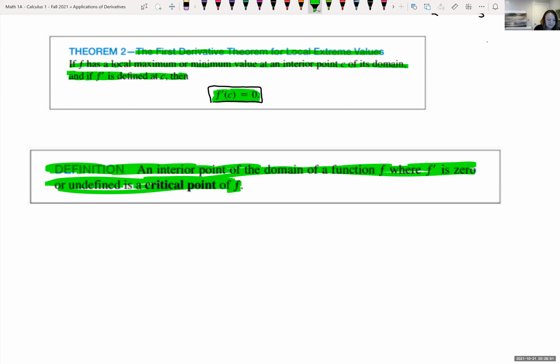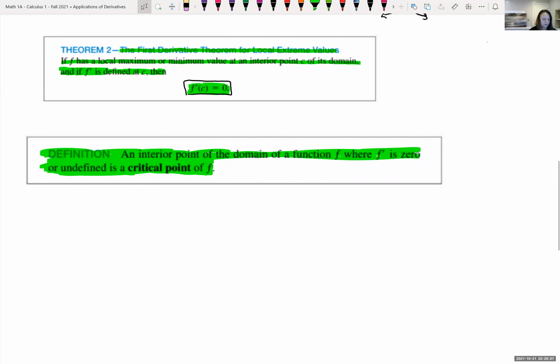So we're actually going to find our derivative. We're going to set it equal to 0, and we're going to see, is there any value where our derivative is undefined? And if there is a value where it's undefined, we're going to call it a critical number. But it has to be in the domain of our original function.